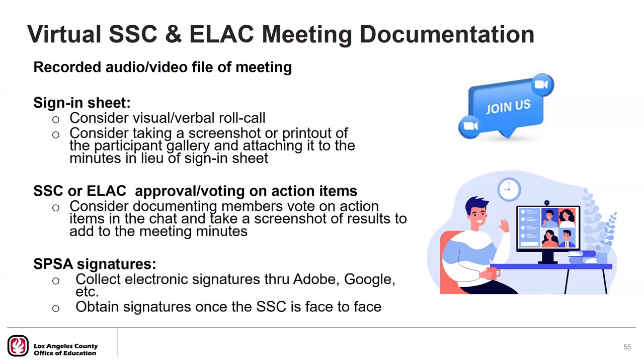Or to document action taken by the council, consider documenting members' votes on action items in the chat and keeping a screenshot of the results to add to the meeting minutes. Additionally, you may consider collecting electronic signatures and following up with a wet signature when the parent is on campus or for drop-off or pickup. Conducting virtual meetings or utilizing hybrid models is not a requirement. However, if your LEA sees advantages to conducting meetings in this way, we hope these suggestions help to meet the requirements and support your LEA with parent involvement and engagement.